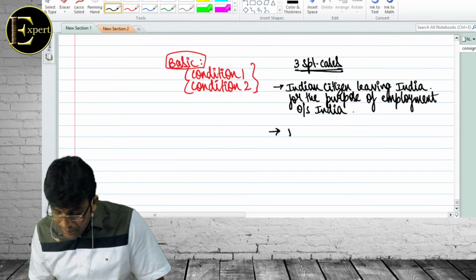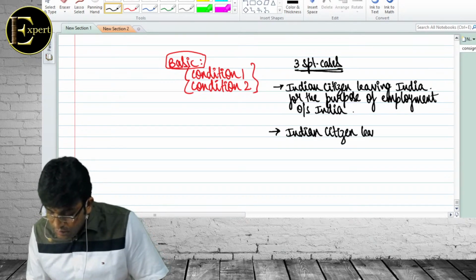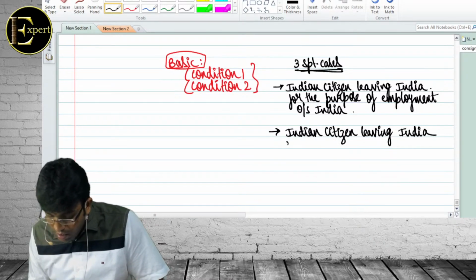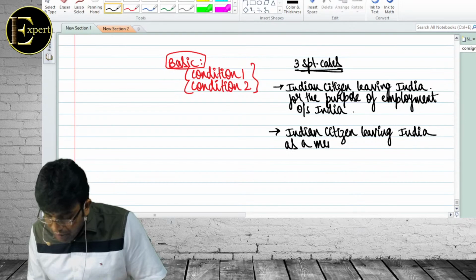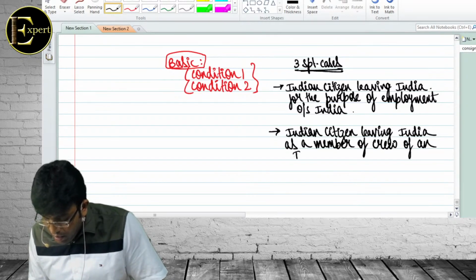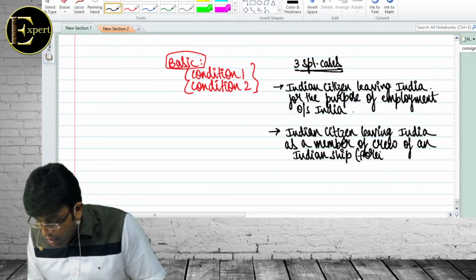Second point. Indian citizen leaving India as a member of crew of an Indian ship. But it is important that this Indian ship should be a foreign bound ship.